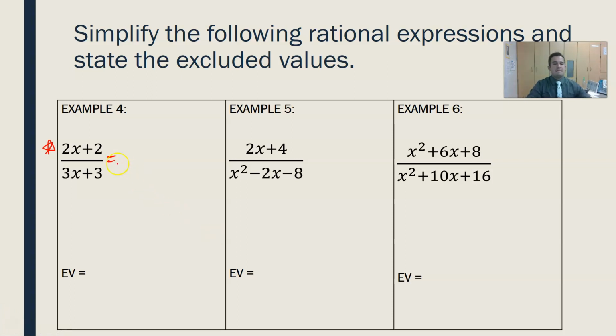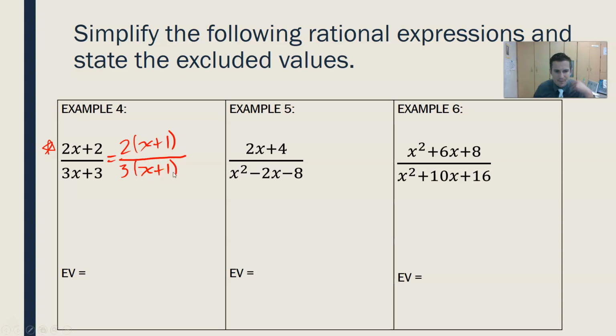Okay, let's look at my numerator. Between 2x and 2, what is a common factor I could take out of both of those terms? Well, I could take a 2 out. 2x divided by 2 is x. 2 divided by 2 is 1. So if I factor out that numerator, or the top of that fraction, I get 2 times x plus 1. If I factor out the bottom, notice between 3x and 3, I can take out a 3, and what I have left is x plus 1.